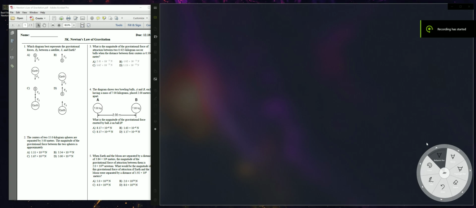Alright, it's going to be Newton's Law of Gravitation, 3K, number 1. Which diagram best represents the gravitational forces Fg between a satellite S and Earth? Now, this really just follows Newton's third law, right?